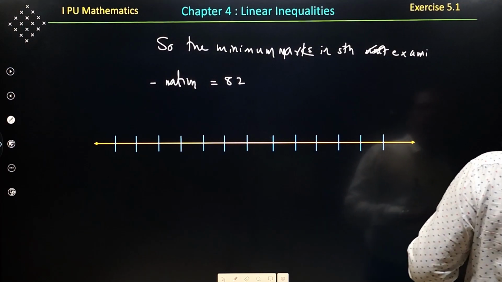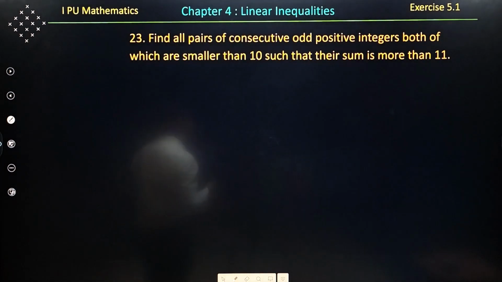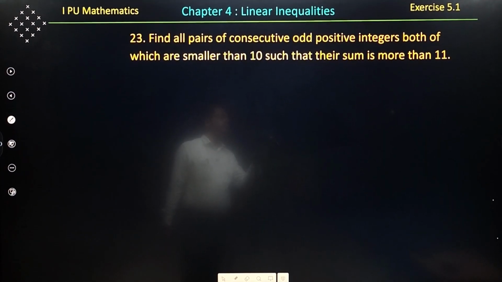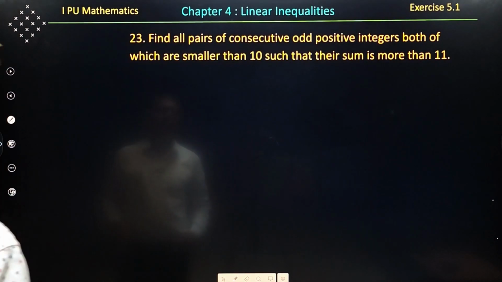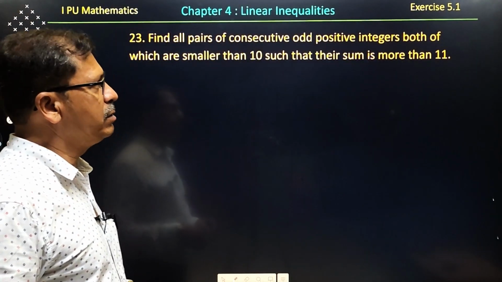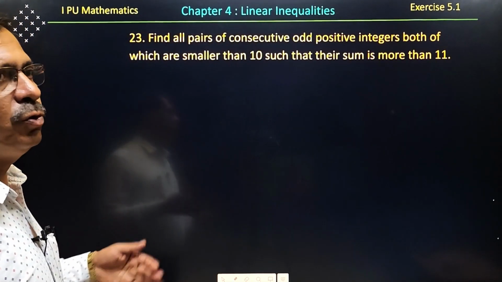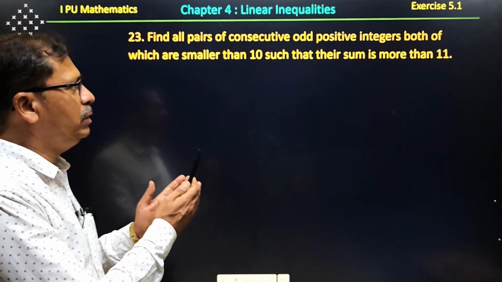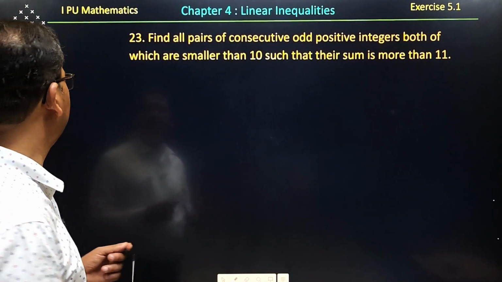See, let us move to the next question. See, what is the question? Please read it. See students, let us continue our next example. 23rd example. Find all pairs of consecutive odd positive integers, both of which are smaller than 10, such that their sum is more than 11 here. Two data are there in this. So you have to collect it properly and then link them.